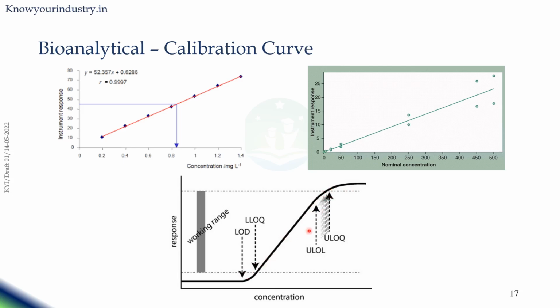Suppose some samples give very high concentration, this is not a validated range. If for example your concentration is here, it is above the working range, which means you have to dilute these samples and analyze them again. That is how this working range is useful for the bioanalytical quantification of the drugs.